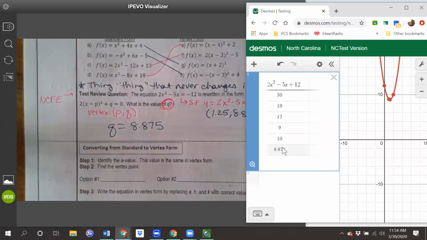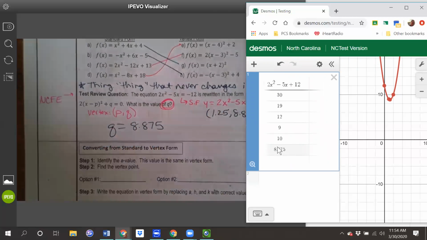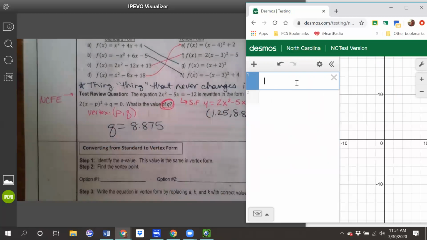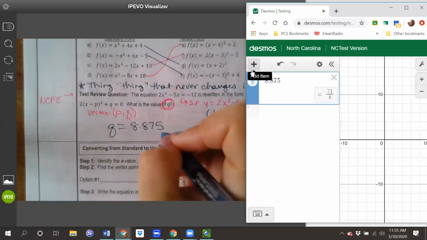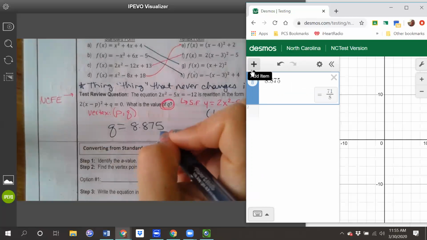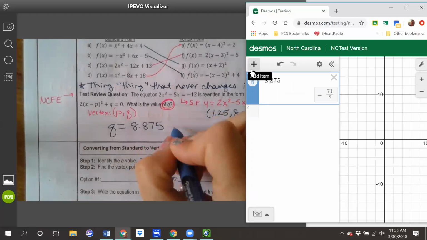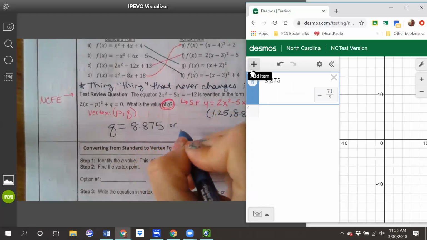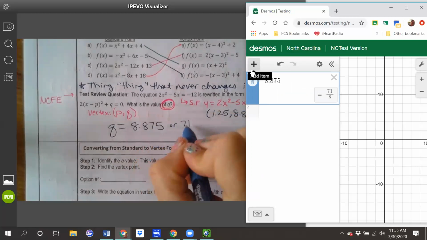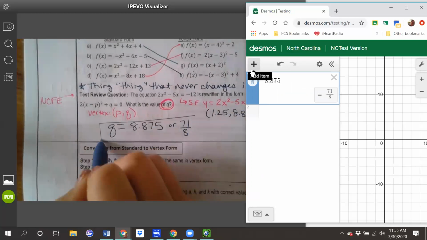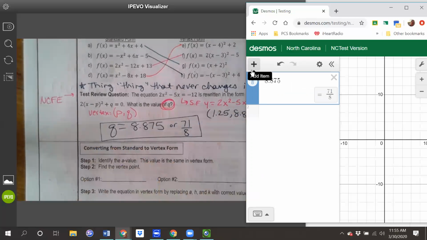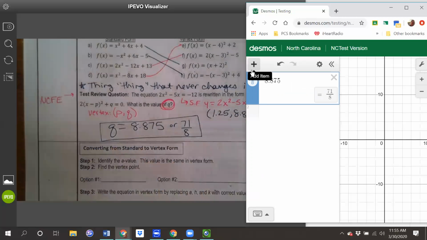Hey, Ms. Smith, what if that needed to be in fraction form? Well, if I punch in 8.875, my little fraction box pops up and I can convert that into a fraction. So it's either 8.875, or you could say 71/8. Both of those are correct. Using technology to help make this a painless process.